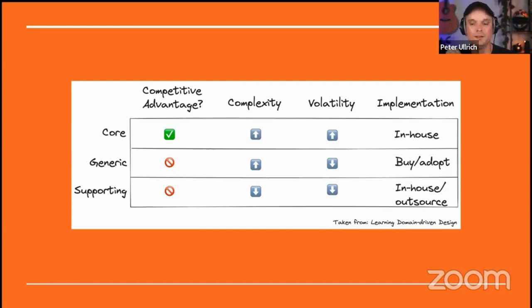It's super complex. They build it in-house. They never want to outsource that. They don't want that knowledge to leave the company. Then generic is something you can buy or adopt. And supporting is something you might build in-house, or you might outsource it to an agency or a freelancer who just builds it for you because you don't care about it.